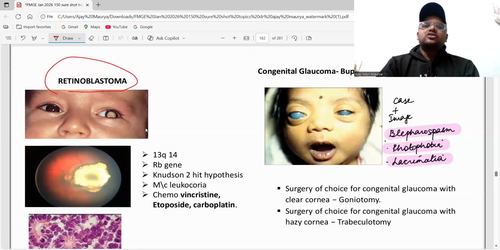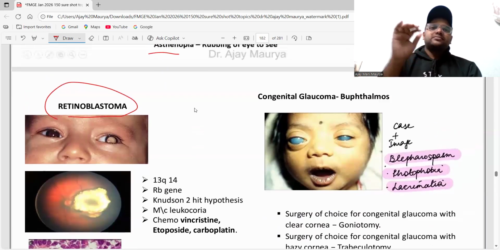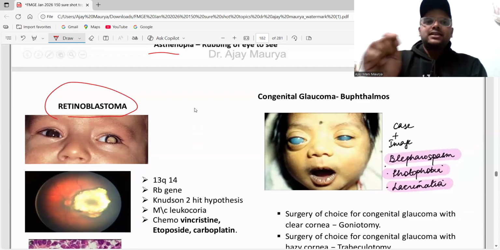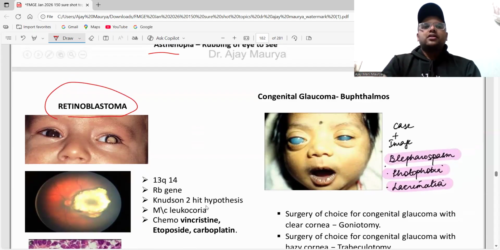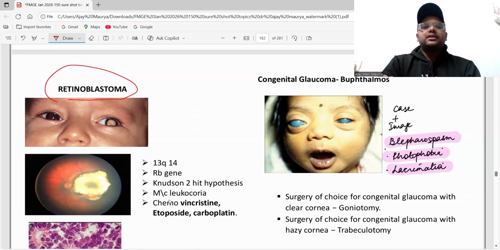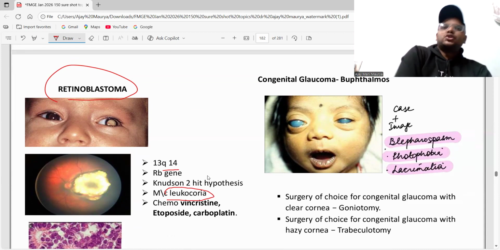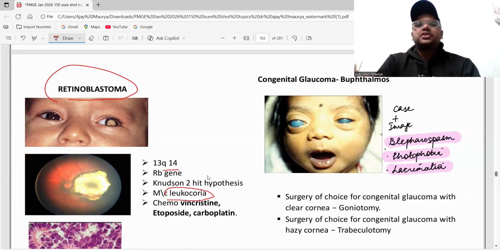Retinoblastoma. They will ask you what the most common presentation is: leukocoria, a white pupil. The gene is the RB gene, following Knudson's two-hit hypothesis, on chromosome 13q14.